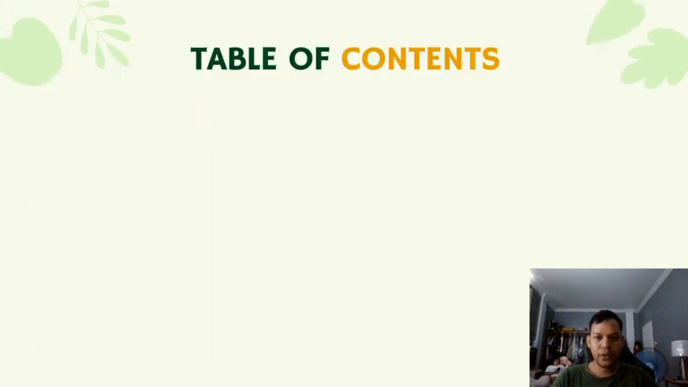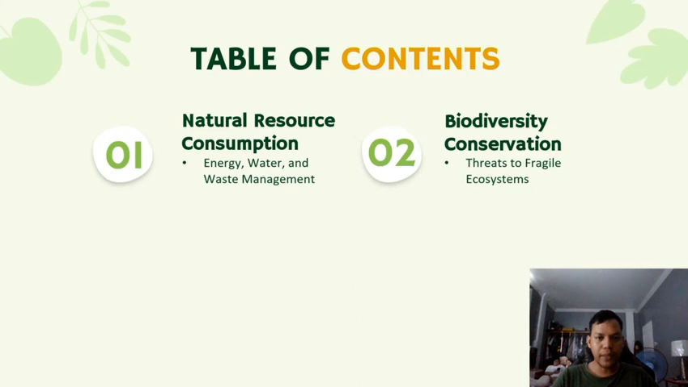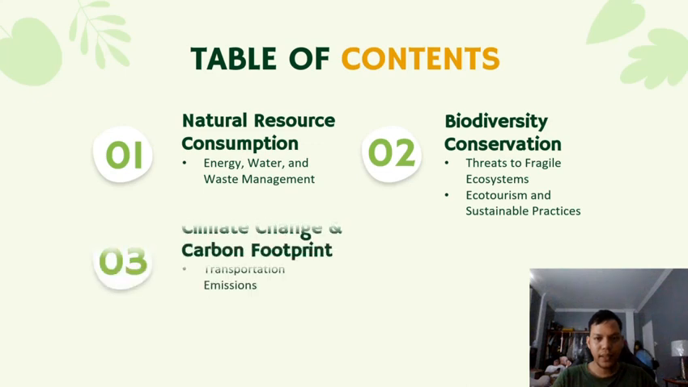So first I'm going to show you the topics under this chapter. First, we have natural resource consumption, and we will discuss specifically energy, water, and waste management. Also, we will discuss biodiversity conservation, specifically the threats to fragile ecosystems, and also ecotourism and sustainable practices. And the third one will be climate change and carbon footprint, where we will discuss specifically transportation, emissions, and sustainable transportation alternatives.